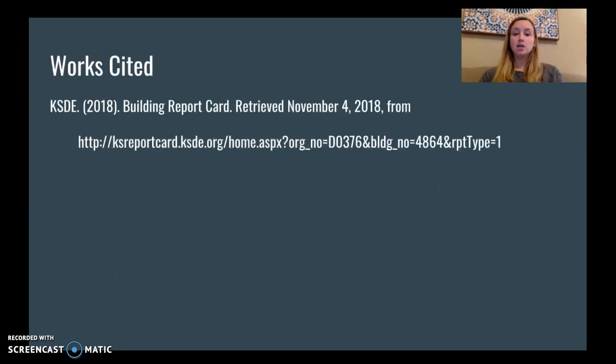And the works cited page, so pretty much what I used was the KSDE report card. Some of the graphs were pulled directly from KSDE, and some of them I made based on the data available at the KSDE website.